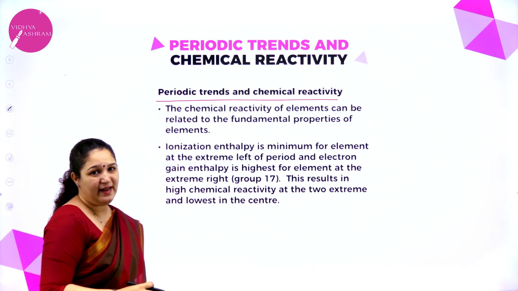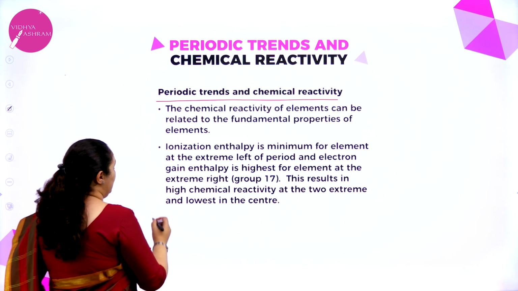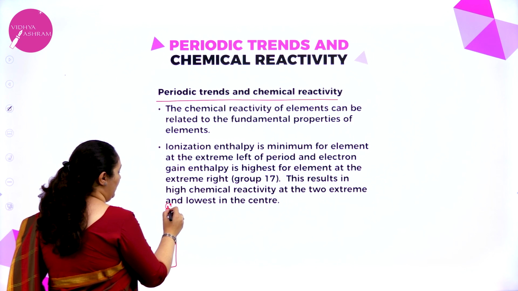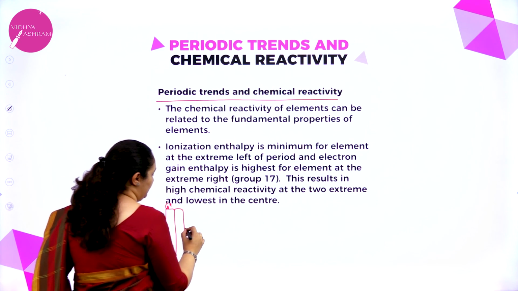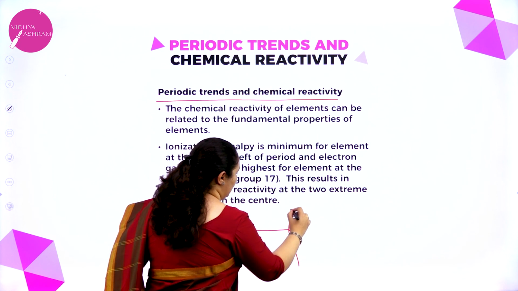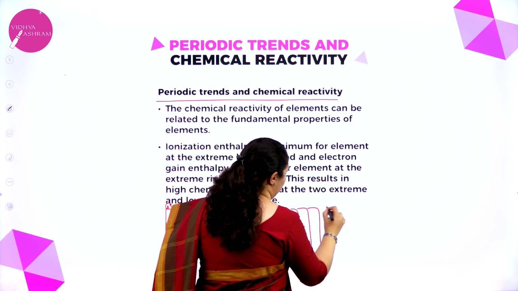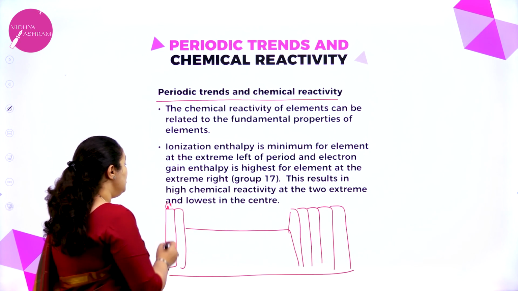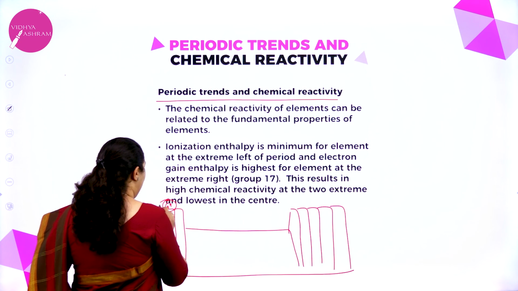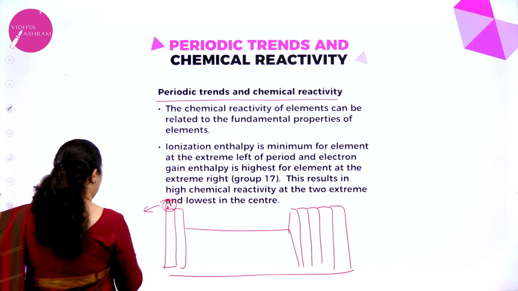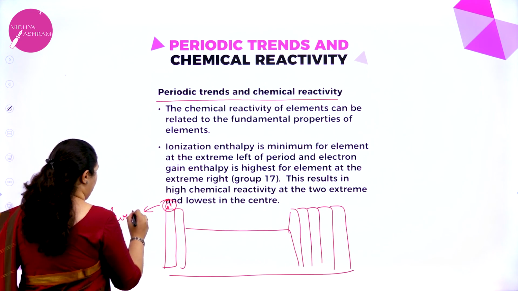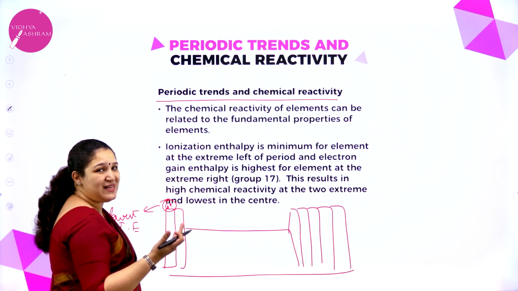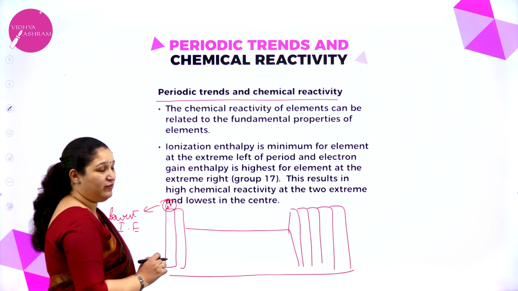in chemical reactivity? If you observe the periodic table, this is my group 1, then I have group 2, then I have 10 groups here, then I have 13, 14, 15, 16, 17. Here I am not showing the D block elements at all. So if I take group 1, they have got the lowest ionization enthalpy. That means they can lose electrons very easily, or the electrons can be removed very easily.